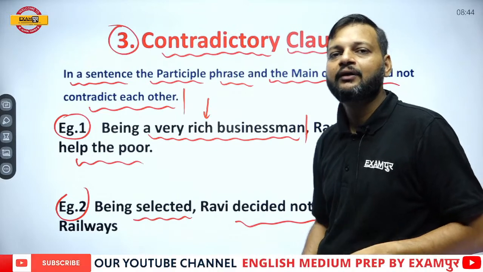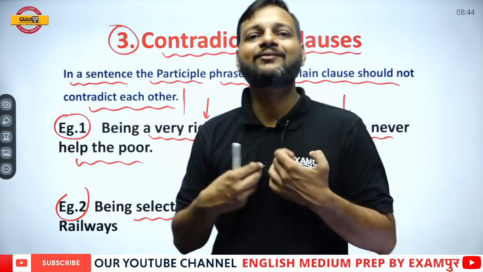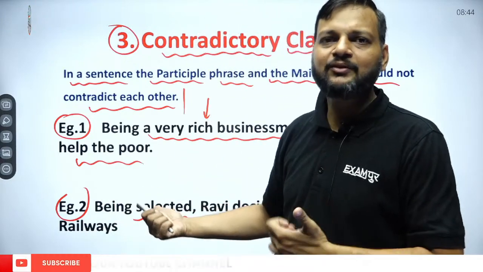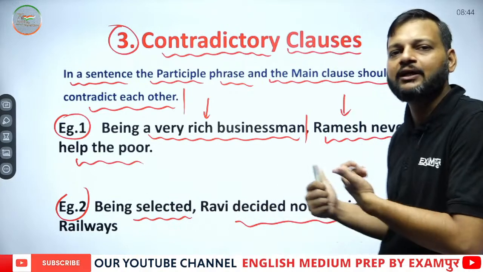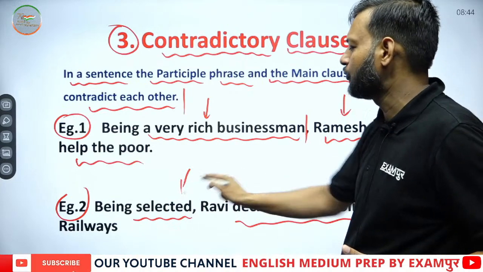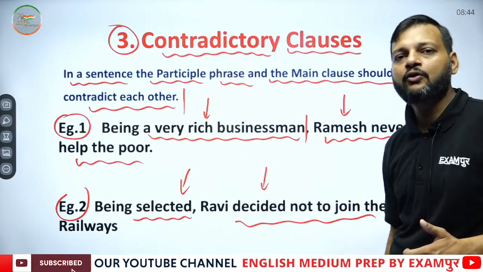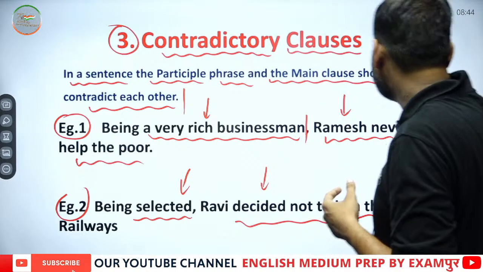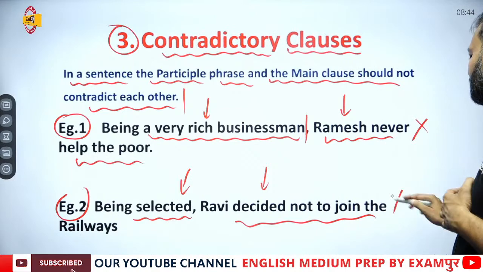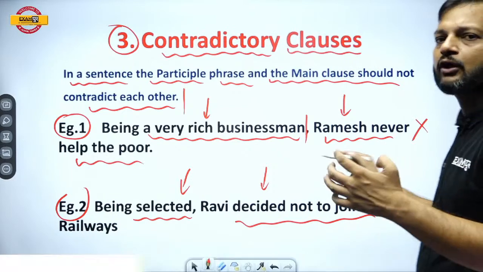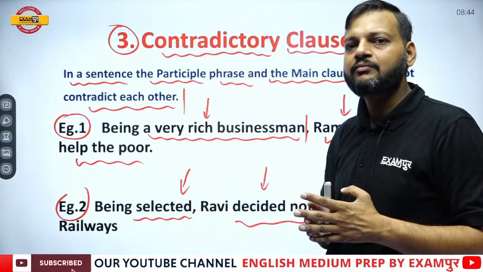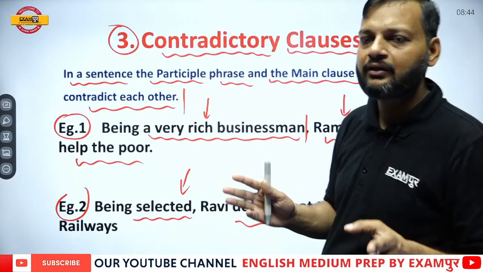So if someone has been selected, he must join, but Ravi has been selected, still he is not ready to join. So here also both the clauses are contradictory. Okay, so this sentence is wrong and this sentence is also wrong, because both the clauses are contradictory, and to use a present participle, clauses must not be contradictory.